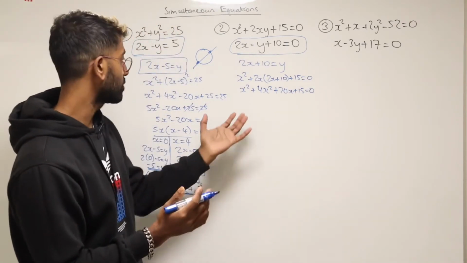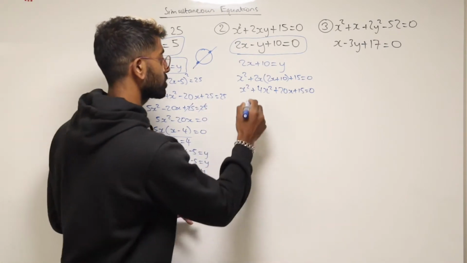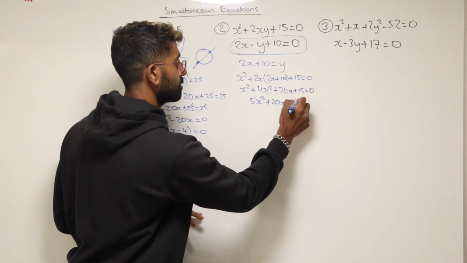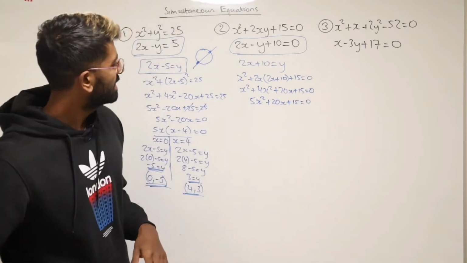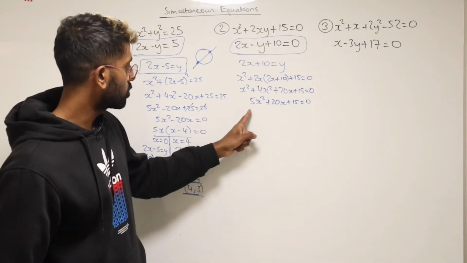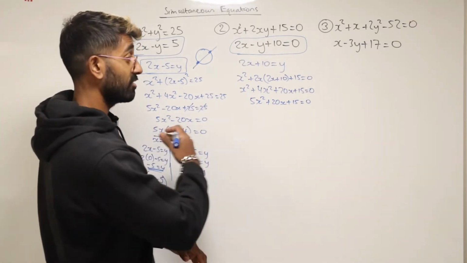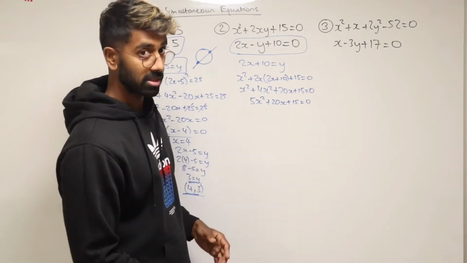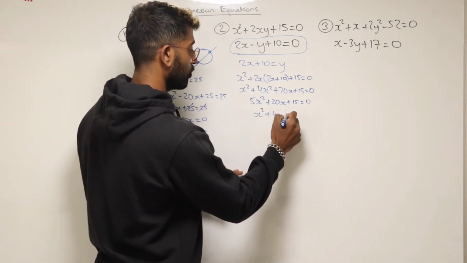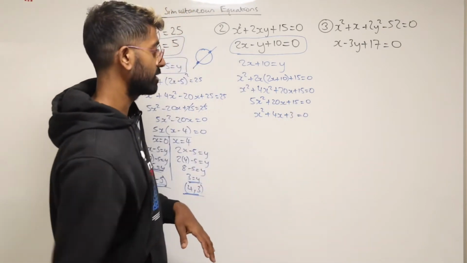And let's neaten this up. So x squared plus 4x squared, that's just 5x squared, plus 20x plus 15 is 0. Now, all of these numbers are very big at the moment. Because they're all multiples of 5, we can just divide through everything by 5, because it's equal to 0 on this side. So if I divide everything by 5, I'll have x squared plus 4x plus 3 equals 0.